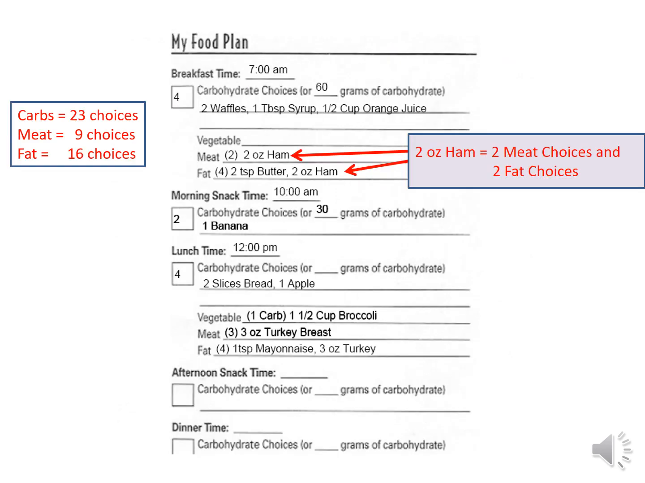So if you look at my breakfast, I decided to have some ham. So I had 2 ounces of ham, which would be 2 meat choices. But you'll also notice that I put it as 2 choices of fat. So for every meat, you need to have a choice of fat. Okay.